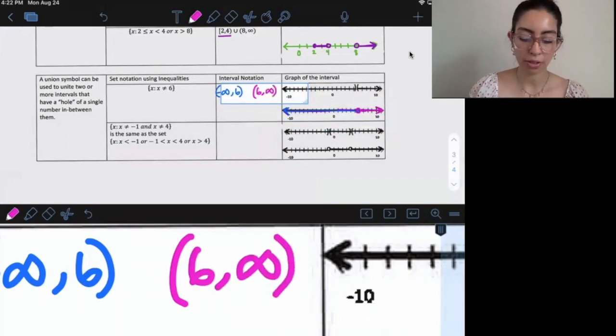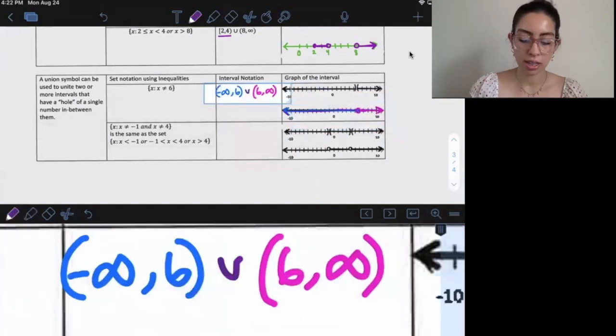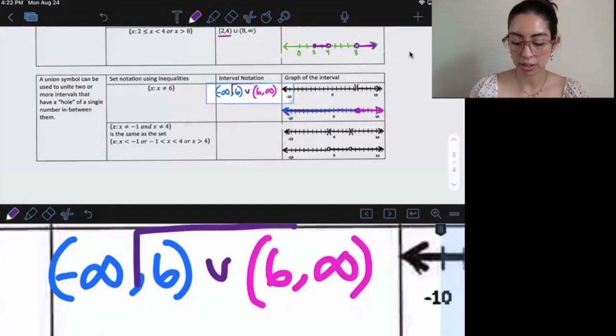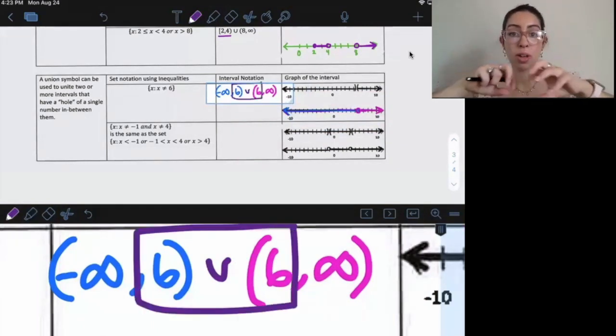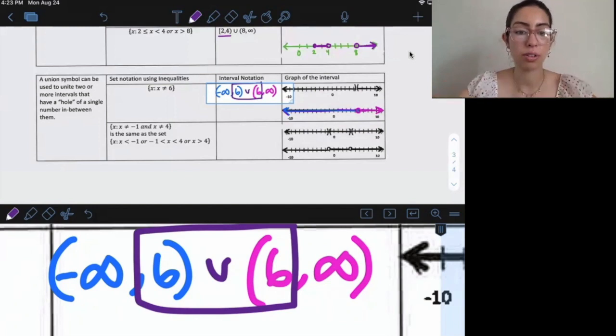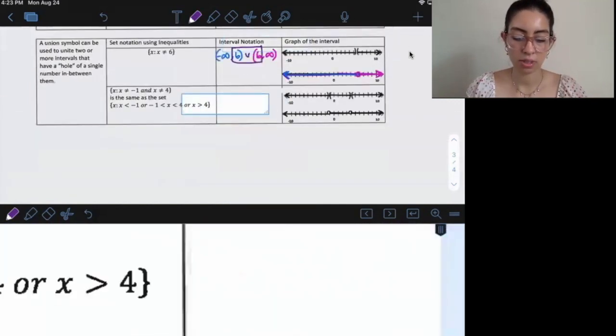And then all we have to do is union the 2. That brings it together. The key part here is that the 6 on either end is open. That means we're excluding 6, but everything else is going to be included in the interval. We have one more that we will do, and that'll be it. Sorry, I went too far there.